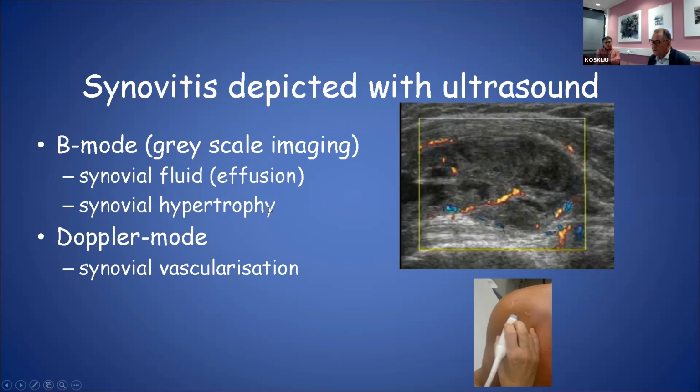Then we have the synovial hypertrophy, which is less anechoic. It's echogenic material. You can compress it a little bit, and it really often shows a so-called Doppler signal. So we have this Doppler mode, which shows the vascularization in synovium, and this shows us the inflamed area.